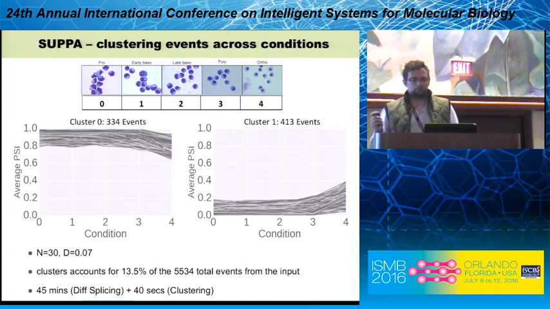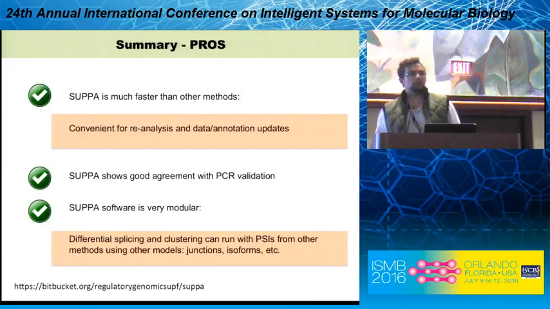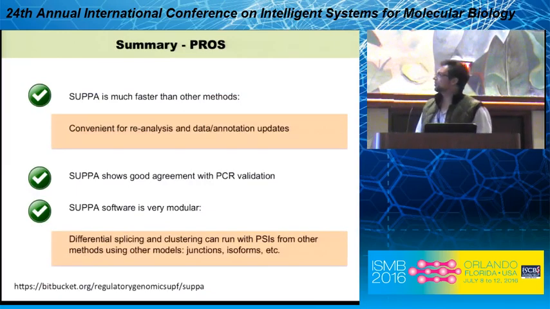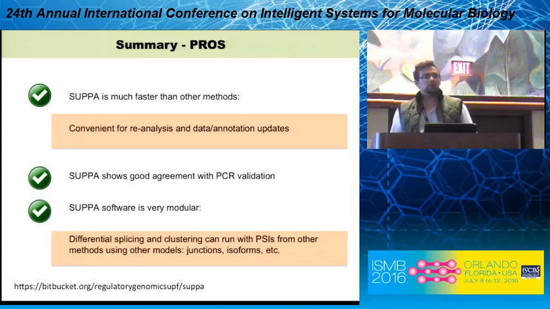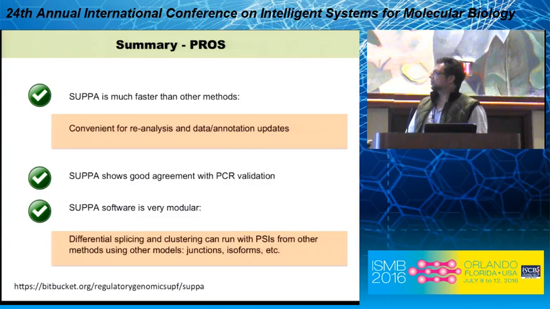Okay, so let me wrap up. SUPPA is much faster than other methods to calculate PSI values and differential splicing across conditions. And this is quite convenient for re-annotation and data reanalysis, especially when you have continuous updates with new data sets, and you don't want to spend weeks or months reanalyzing all the data. It shows good agreement with PCR validation, which is nice, so we can treat PCR as our gold standard.